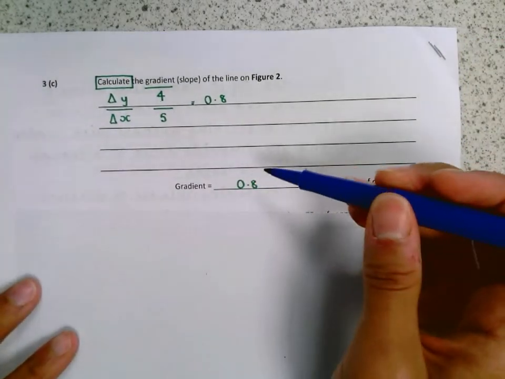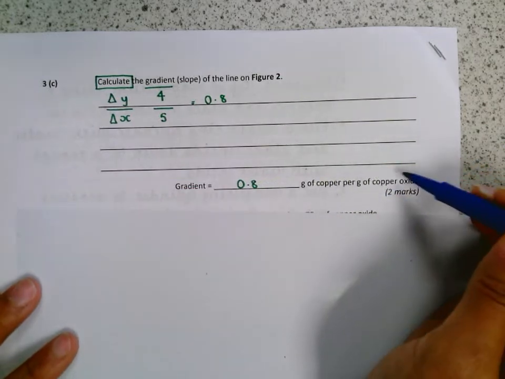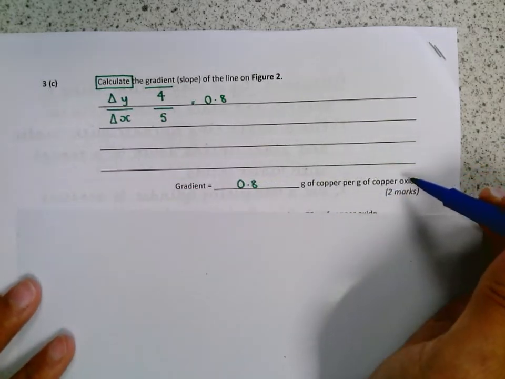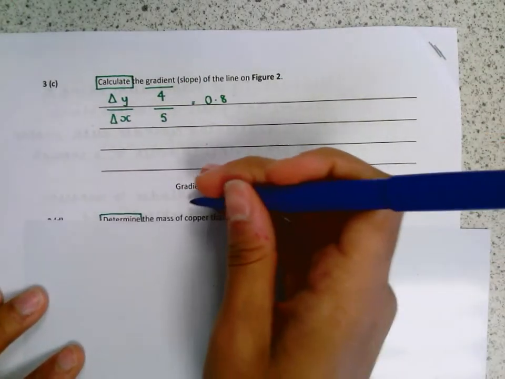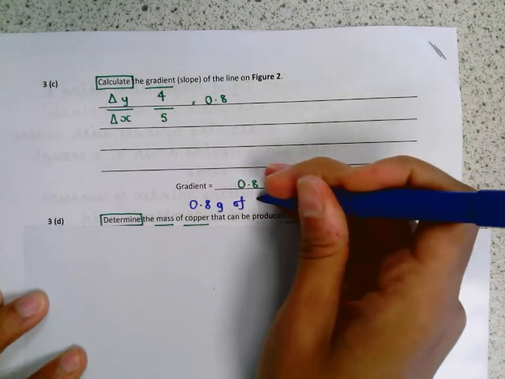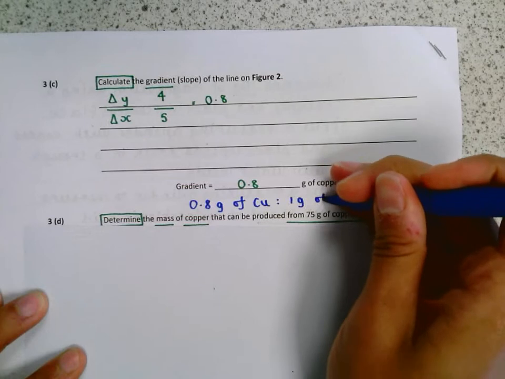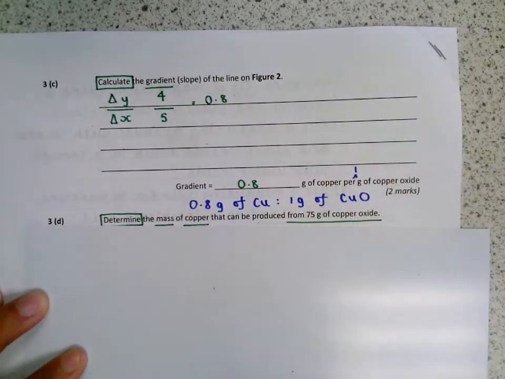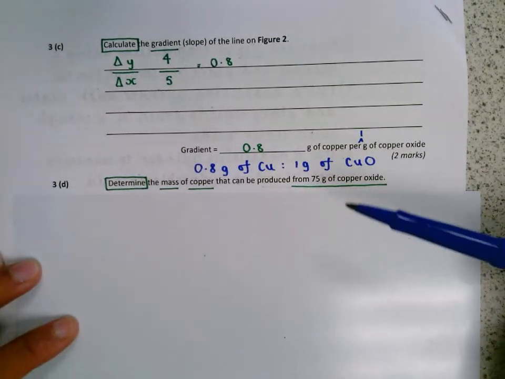And this tells me that there's 0.8 grams of copper for every gram of copper oxide. It's really important that we recognise that. So 0.8 grams of copper to every 1 gram of copper oxide. That will be useful for the next question.